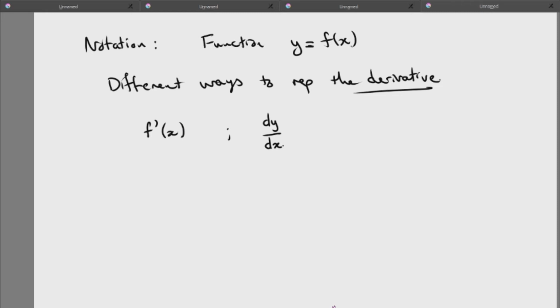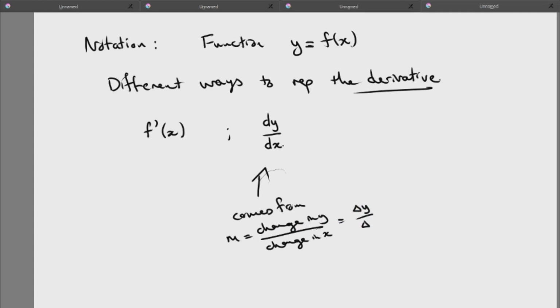And this sort of comes from the fact that the derivative is really a slope. This comes from the slope being the change in y over the change in x. And the short way of representing change mathematically is delta y over delta x. But they couldn't use the delta because it's not quite the same as the slope of the secant line. So they changed it to a d. So it's not random, it comes from the slope concept.